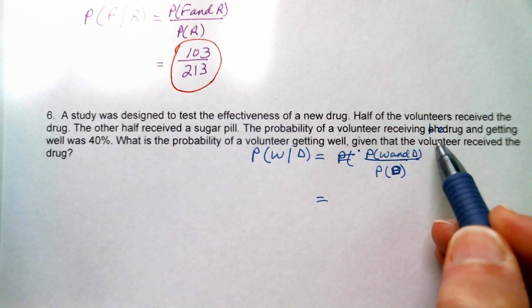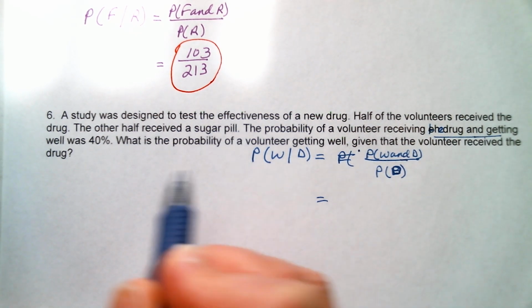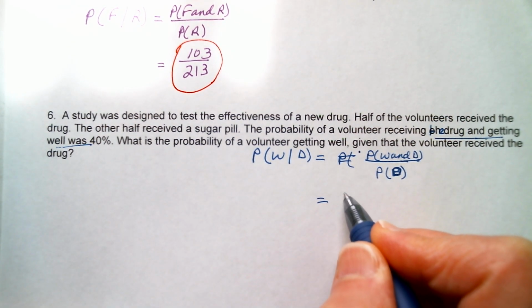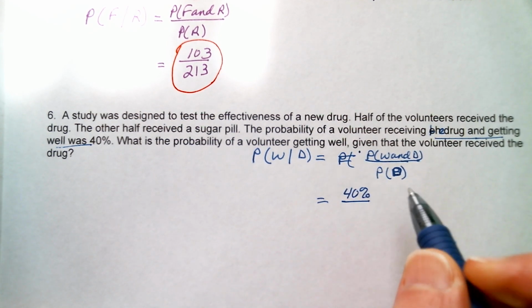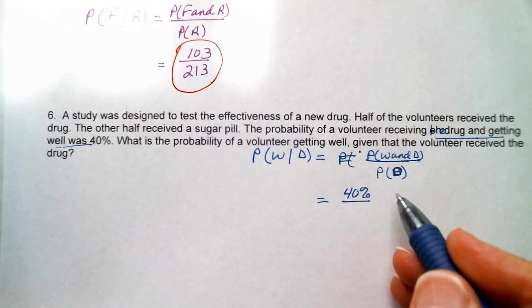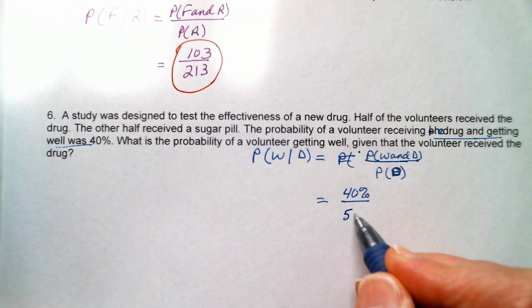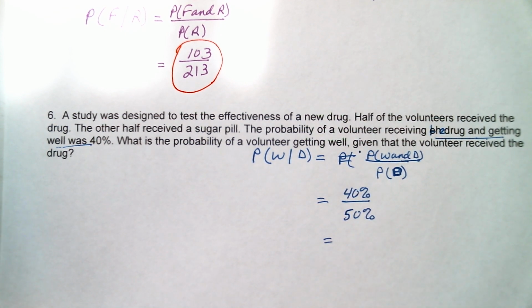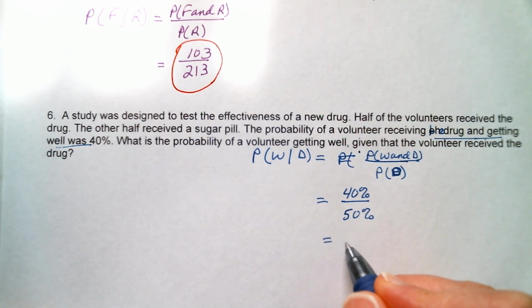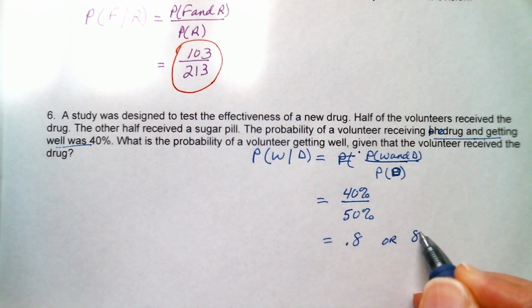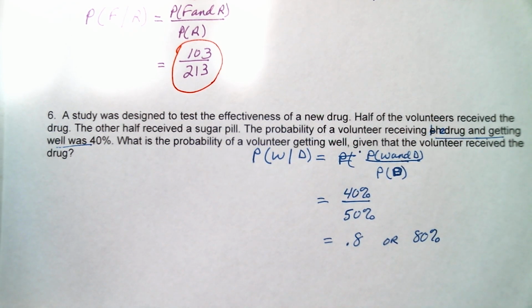So drug and getting well was 40% divided by, and half the volunteers received the drug. Probability they received the drug was 50%. So 40% divided by 50%, that's 0.8, that's 80%. So 0.8 or 80%. That's our answer.